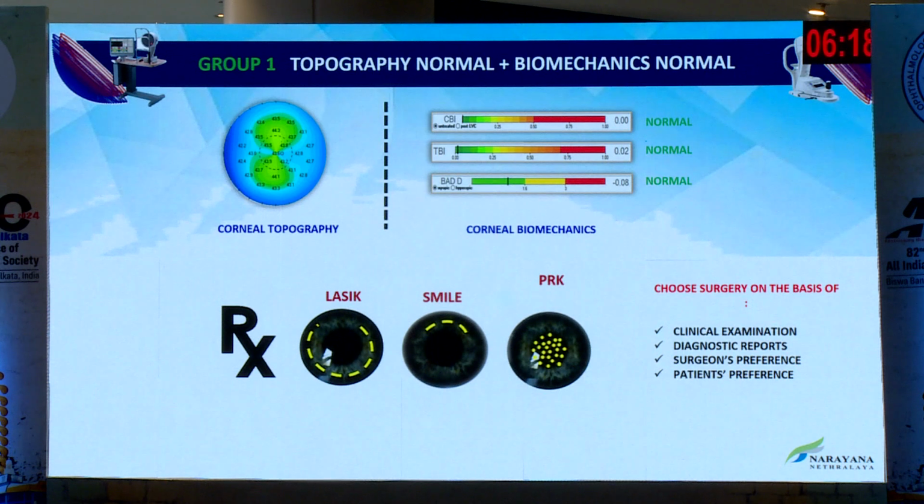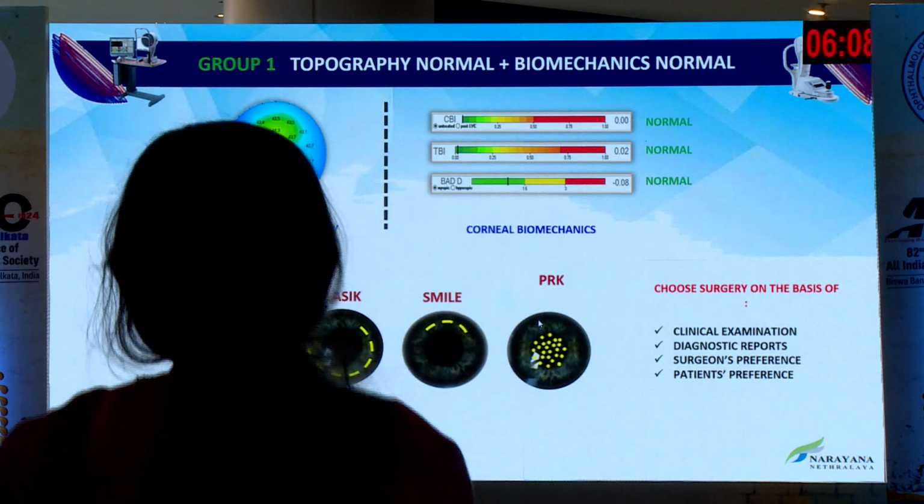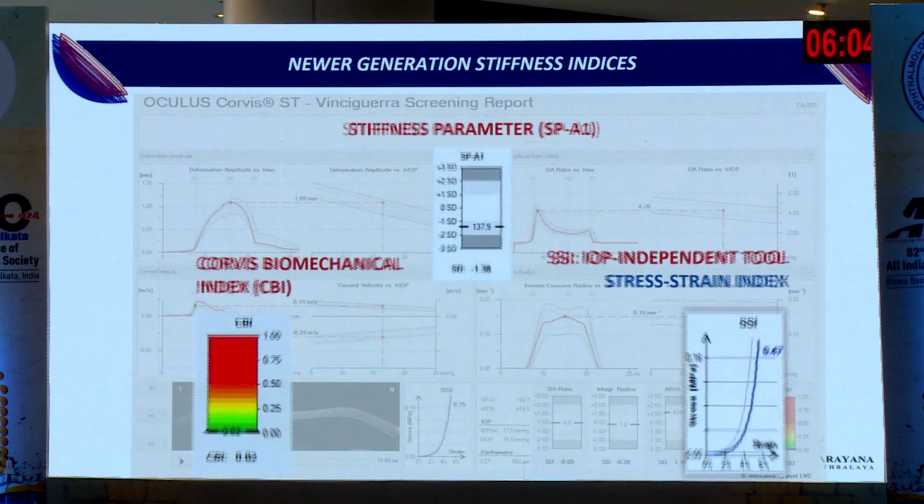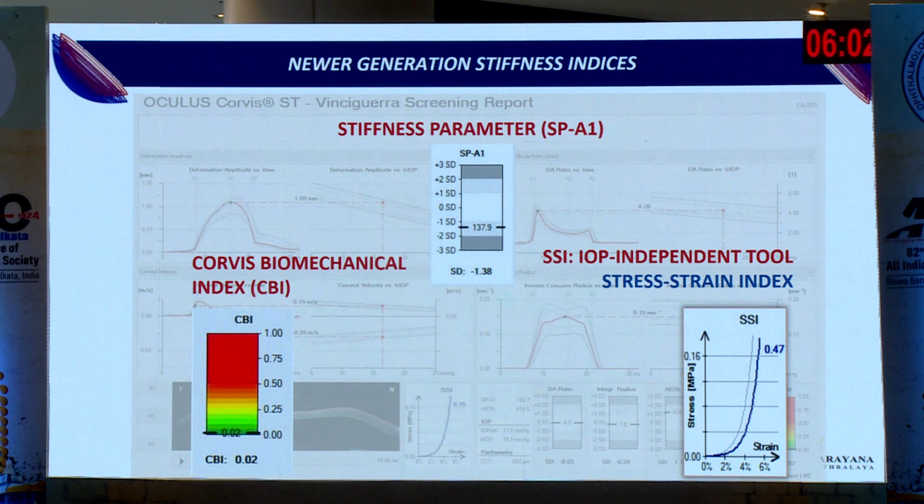For example, here is a case where your topography is completely normal, and your biomechanics is completely healthy. So these are the procedures. You can choose any of the procedures which you have planned, whichever you're comfortable with. But there are more indices. There are more indices which look at stress-strain and SP-A1. SP-A1 is the response of the cornea to the air puff, even before the cornea indents.